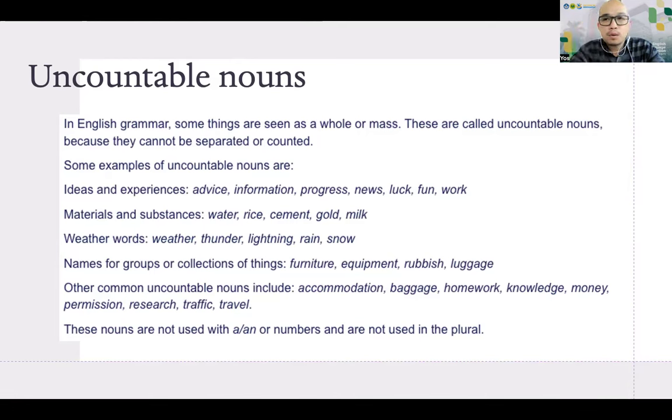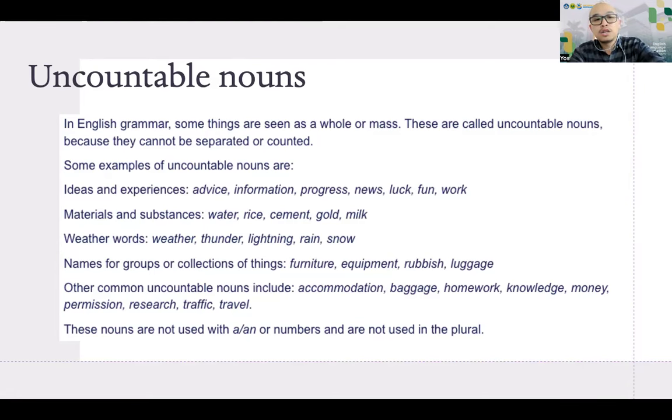Some other words like weather, thunder, lightning, rain, snow. We cannot say one snow, two rains. Yeah, we cannot say that. Names for groups or collections of things like furniture, equipment, rubbish, or luggage. Other common uncountable nouns include accommodation, baggage, homework, knowledge, money, permission, research, traffic, or travel.